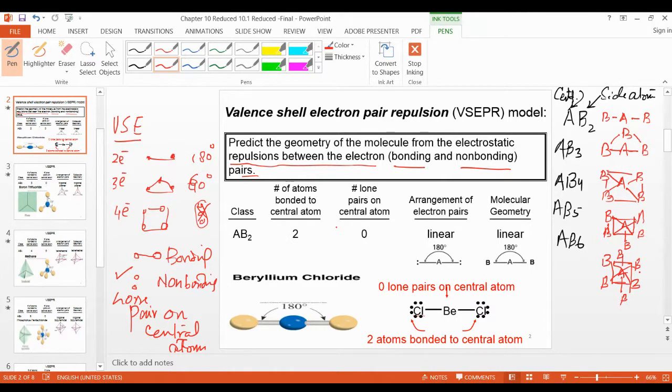Is the picture clear? Yes, it's clear. Now, AB2 type is linear. The geometry of the molecule is linear. This is trigonal planar. This is tetrahedral, 4. This is trigonal bipyramidal.